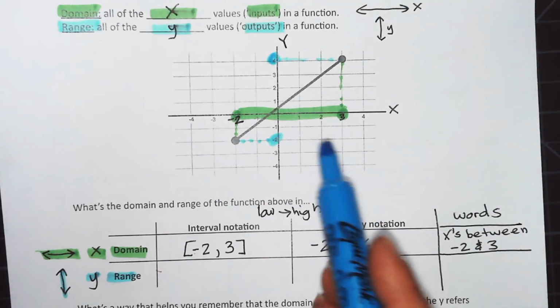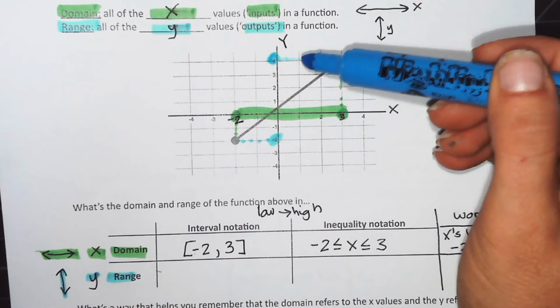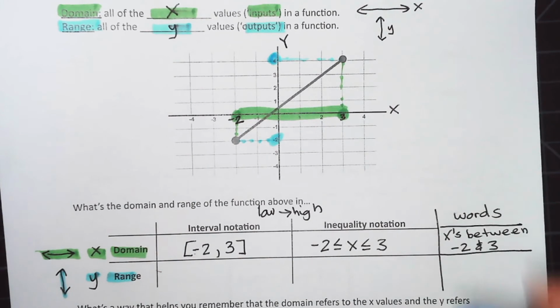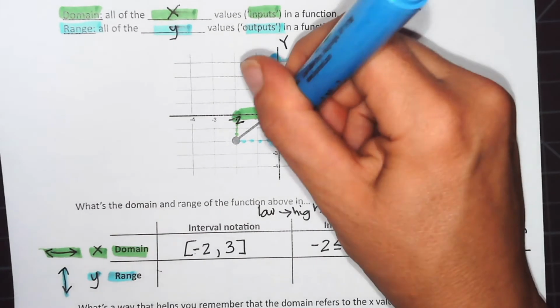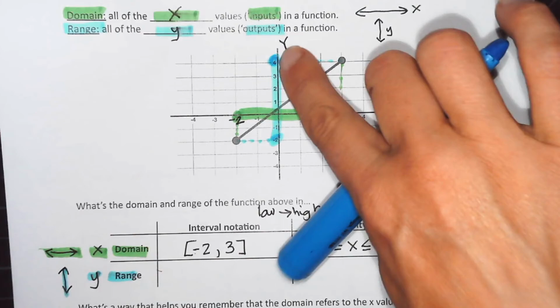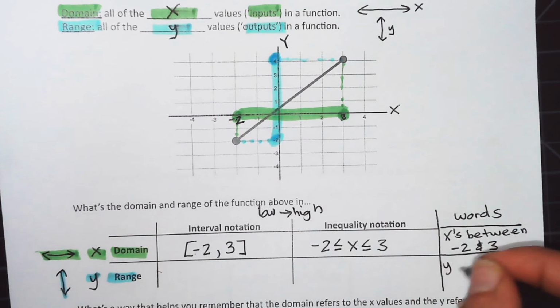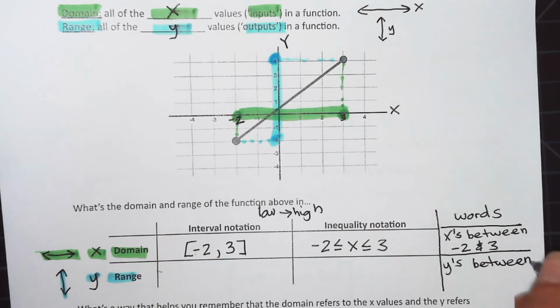Our domain is left to right. Our range is down to up. And the lowest the graph goes is -2. The highest the graph goes is +4. So in words, we're looking at the y's between -2 and 4.